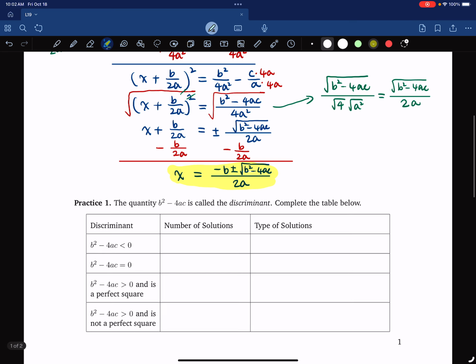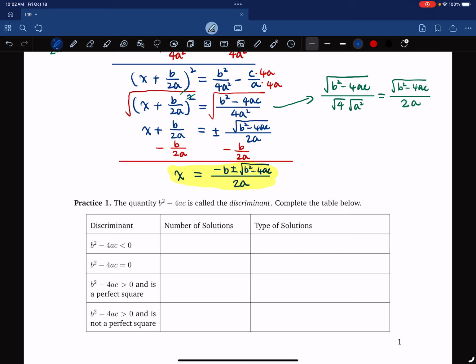Okay, practice 1. The quantity b squared minus 4ac is called the discriminant. And the discriminant tells you a lot about the number and type of solutions to a quadratic equation. So let's look at all of the different cases. Start with the first case.